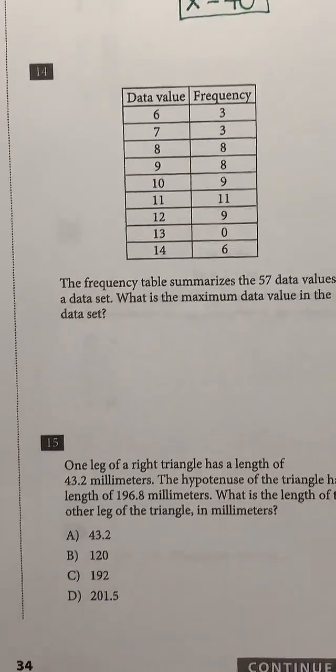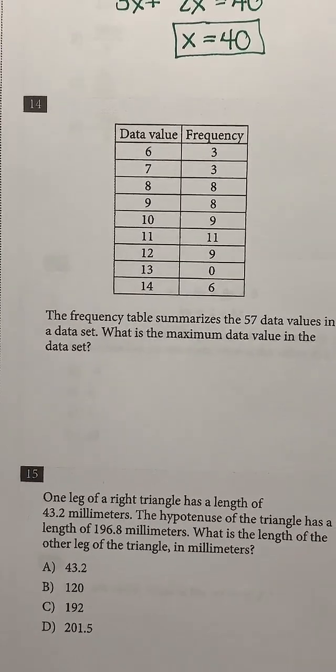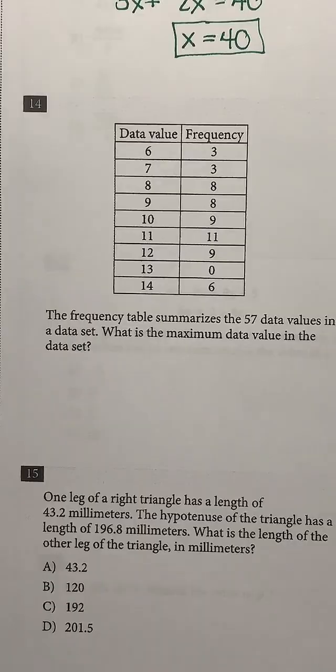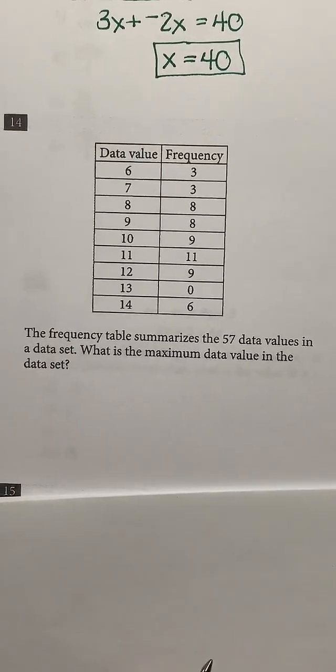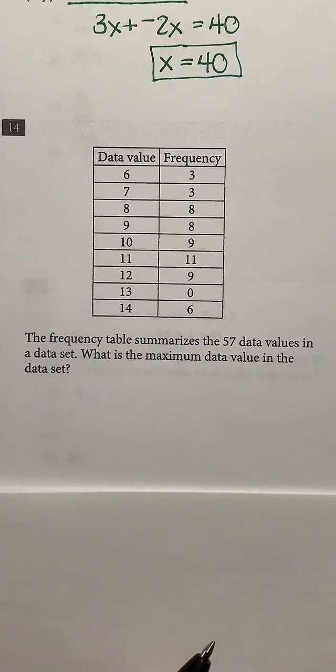All right. Awesome. So now, okay, I can raise this up a bit and over. Okay, so the frequency table summarizes the 57 data values in a data set. What is the maximum data value in the data set?